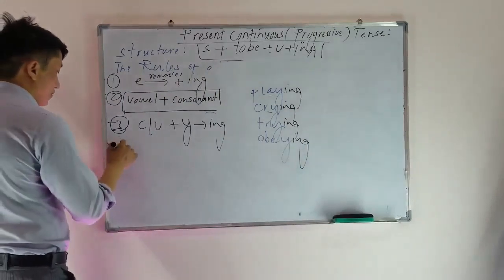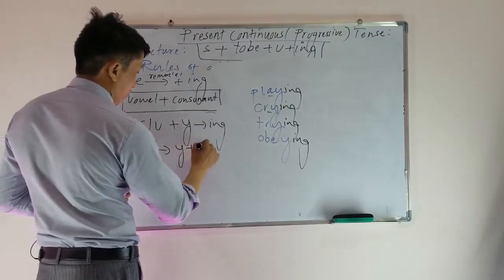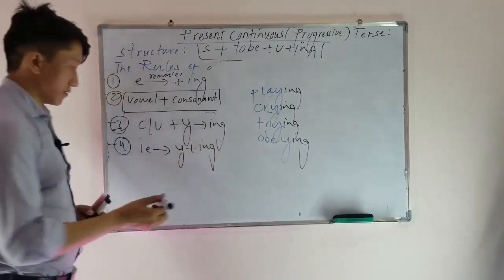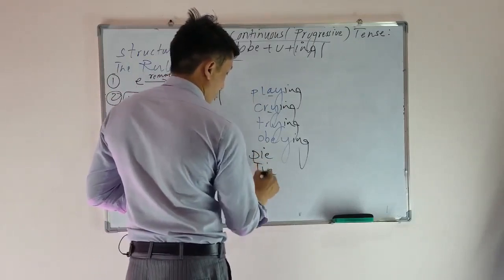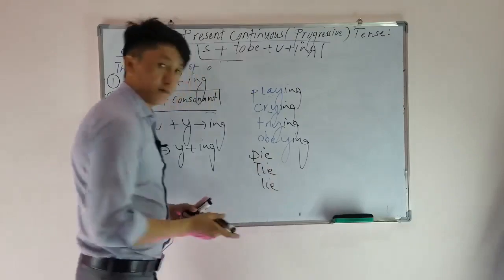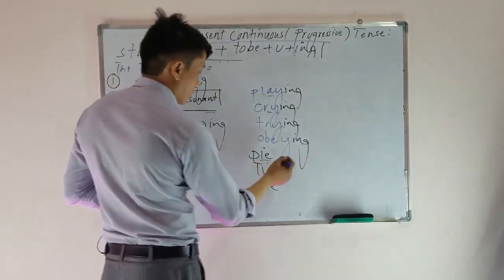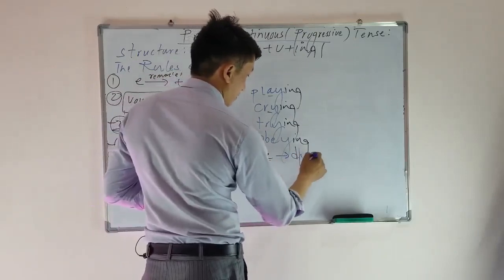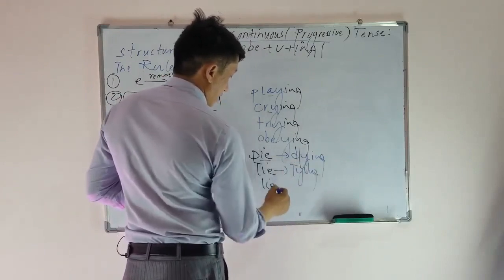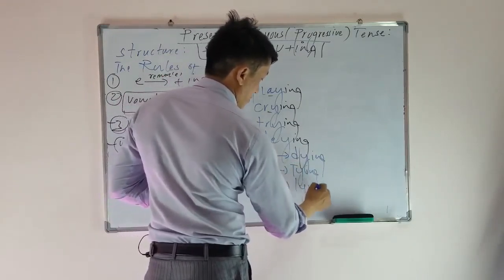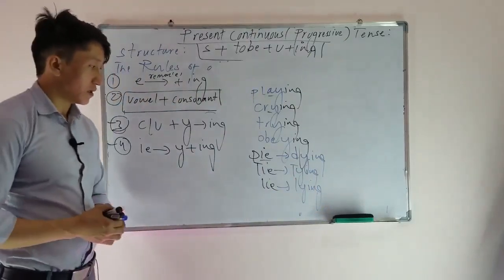So the other rule that we have is if a word finishes with ie, we change ie to y and add ing. For example, if I have die, tie, lie. Now, what do we do here? Die, ie changes to y here, and then we add ing. And tie becomes tying, and lie becomes lying. So here we have dying, tying, lying.